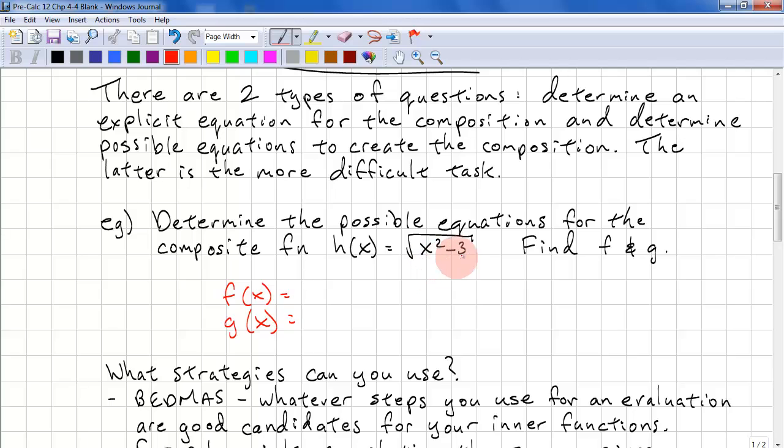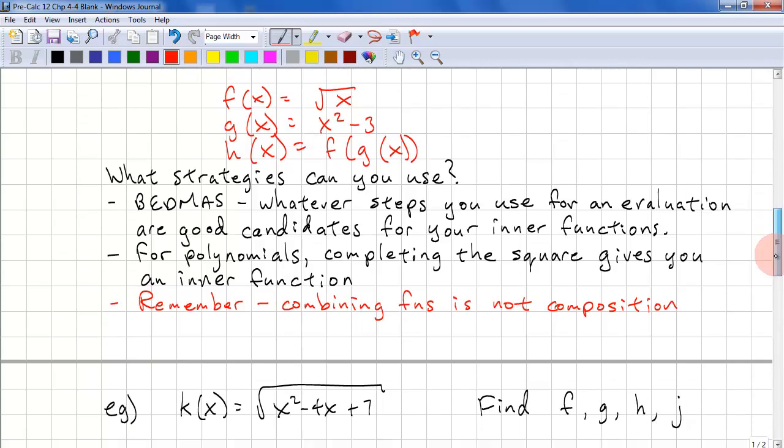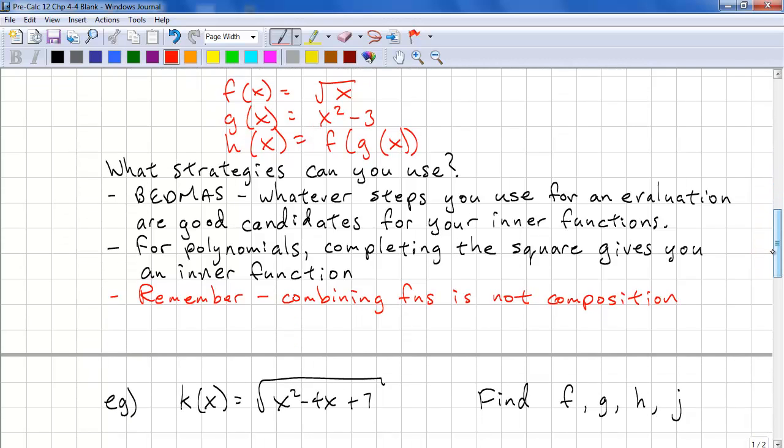We'll let g equal x squared minus 3. Then f of x is simply square root x. So h of x equals f of g of x. What happens if we have a more complicated expression? What strategies can we use?